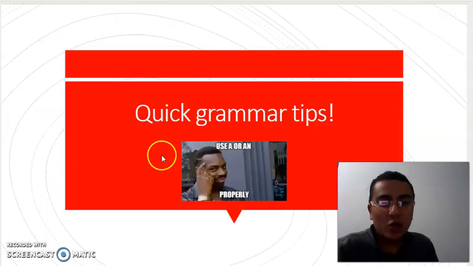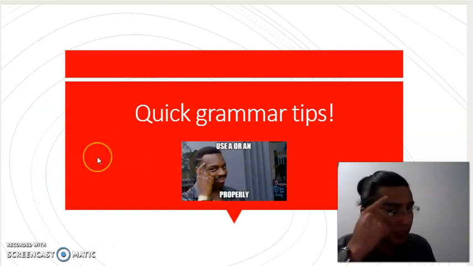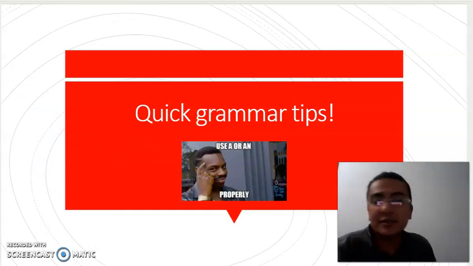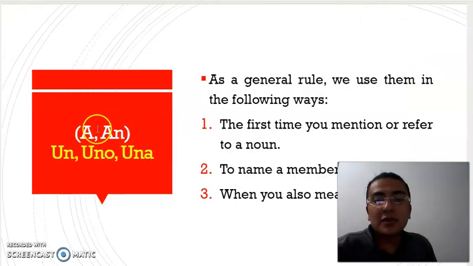Now, a quick grammar tip for you to keep in mind. Okay, don't forget it. We're gonna see some indefinite articles. Right here we have a and an. This actually translates un, uno, o una. Right? So it is a general rule that we use them in the following ways.